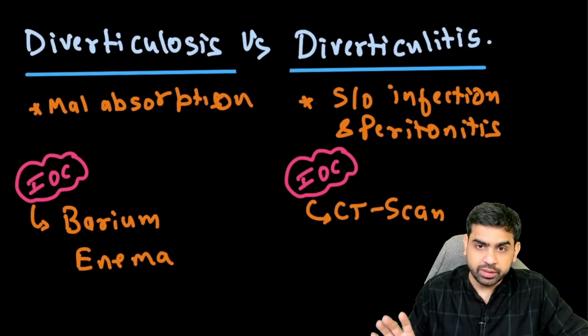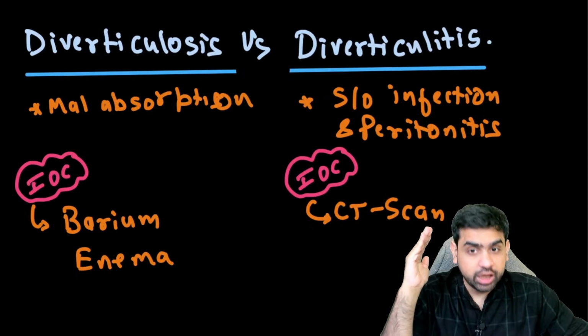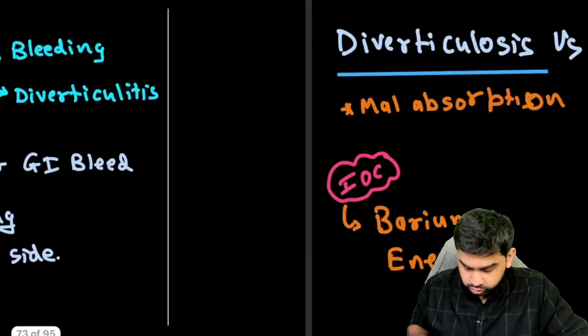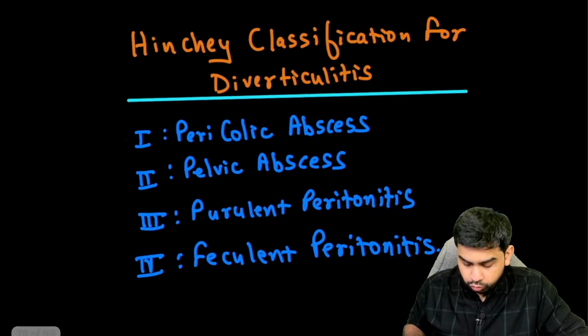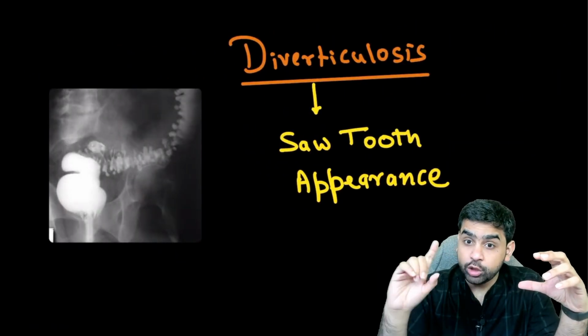I hope you have understood this particular point. Diverticulosis, investigation of choice is barium enema. Diverticulitis, the investigation of choice is your contrast CT scan. Okay, so I hope you have understood this point, guys. Now, overall, if you talk about diverticulitis, what is the most common complication of diverticulitis?